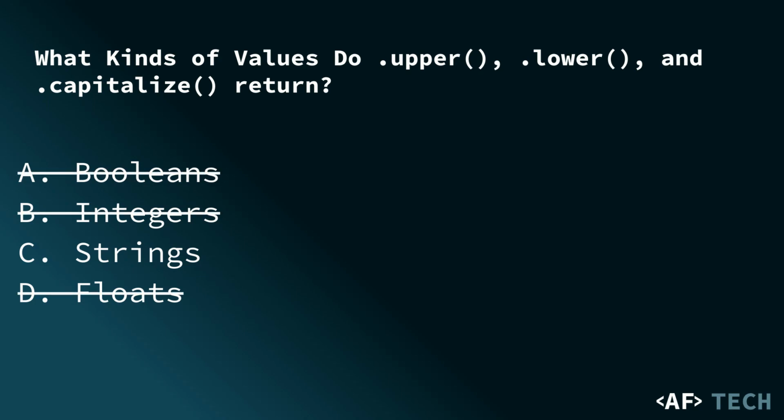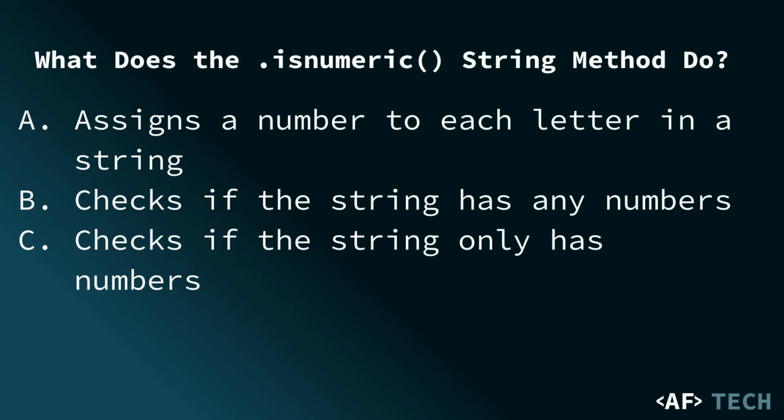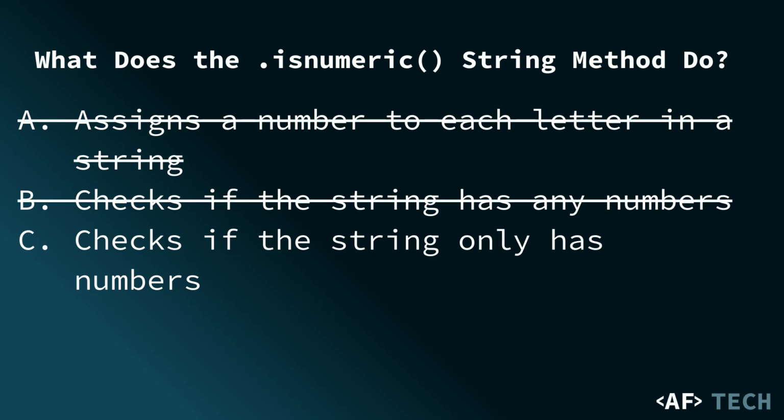They all return strings. What does the isNumeric string method do? Assign a number to each letter, check if the string has any numbers, or check if the string only has numbers. It checks if the string only has numbers.